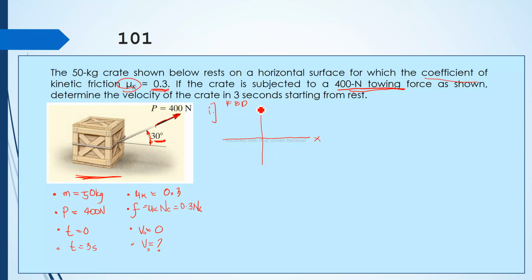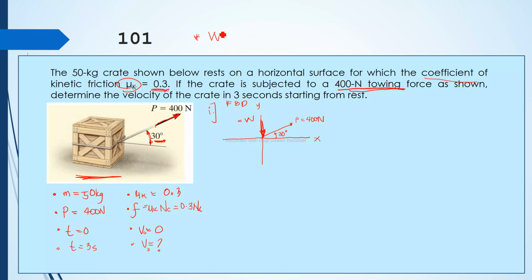So we have here along X and along Y. In the FBD, we're going to plot the forces that are acting on our object in this example. Some forces that act on this object: we have a force P acting on this object that is equal to 400 Newton, and that is inclined 30 degrees. What else? We have the weight of the crate. So what is the weight?